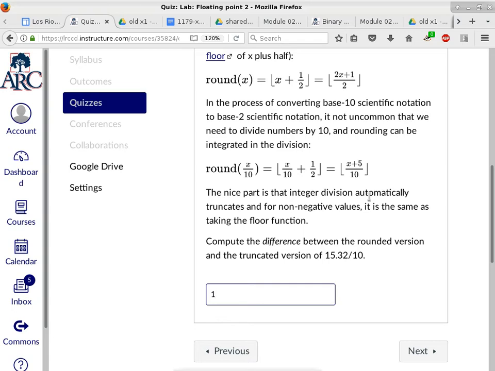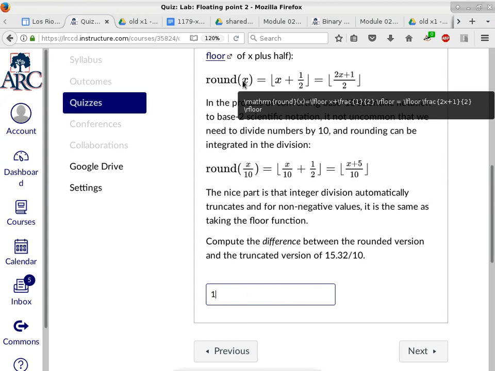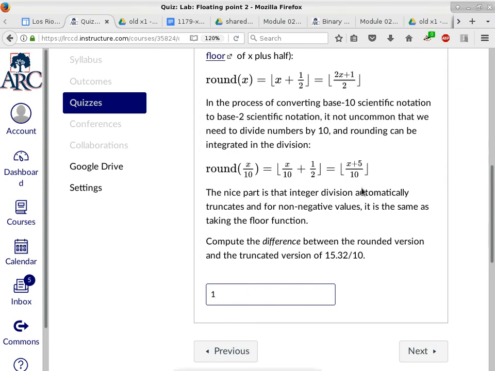No, he's saying what would the x be if you wanted to use that formula? Oh, you mean this one? Yeah. If you're using this one, then x is 15.32. If you're using this one, then x is 1.532. Because the question is asking about the rounded version of the entire division and not just 15.32.